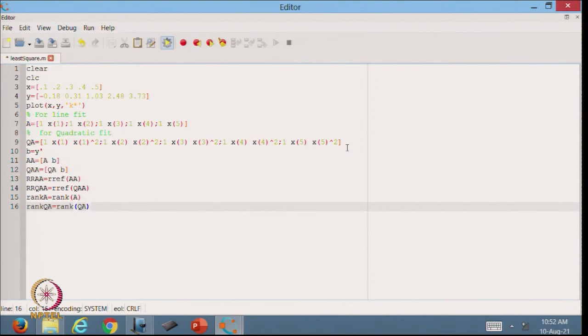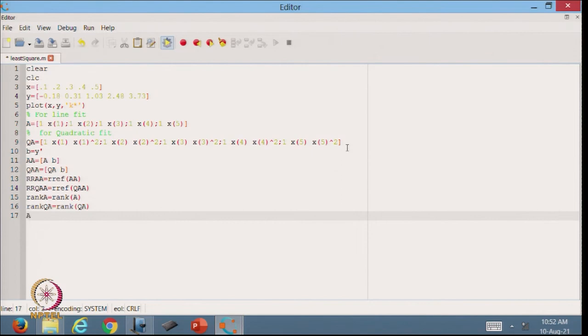Now, from there you will see that the rank will be different. So, this will be inconsistent. Now, after this one, I define the matrix A transpose A. Now, I want to define the matrix A transpose A.